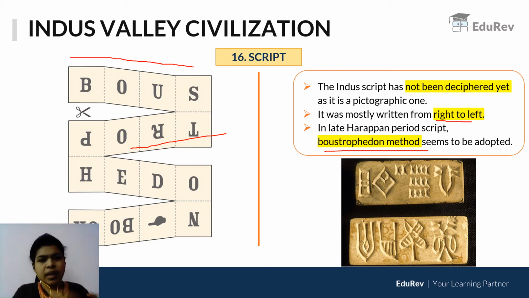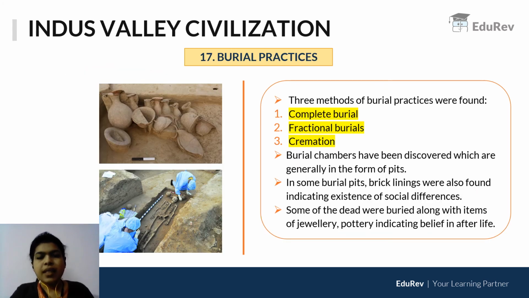So this alternate way of writing is what we refer to as the Boustrophedon method. So this was also adopted in the late Harappan period script. And then coming on to burial practices, three important burial practices you have to take note of here.